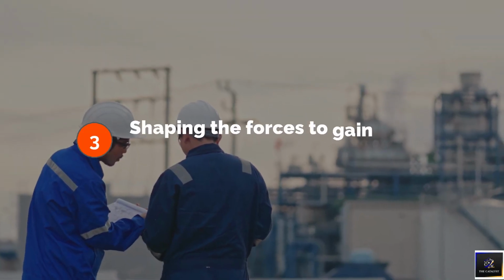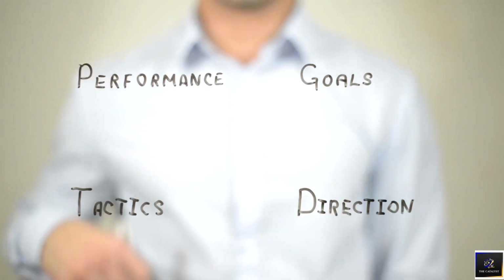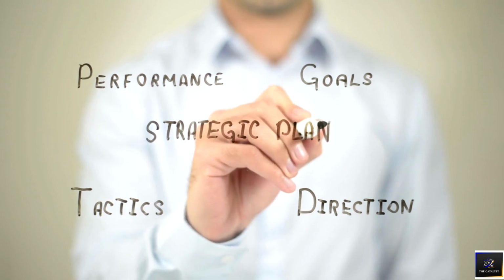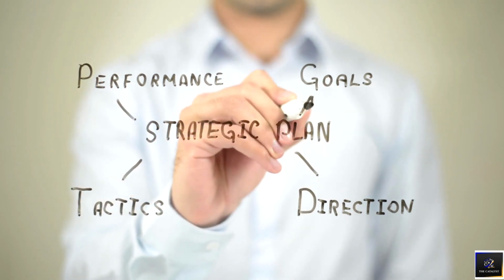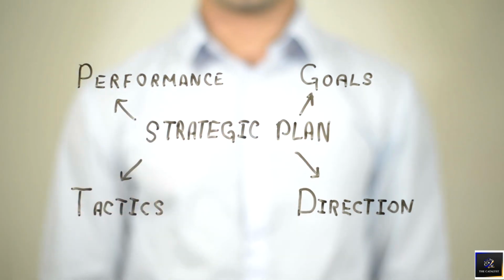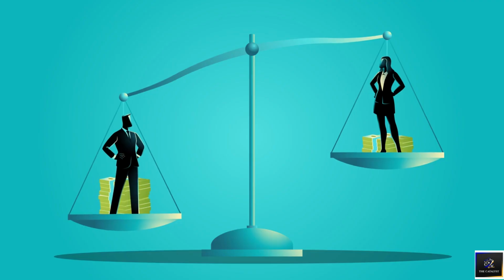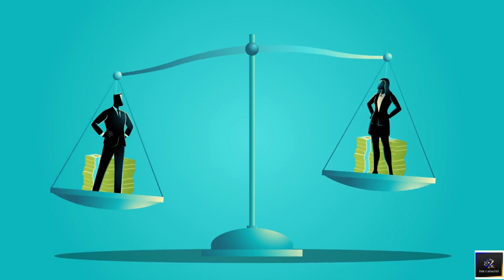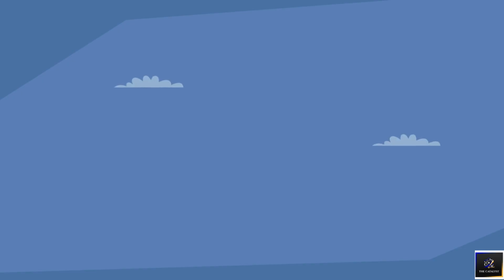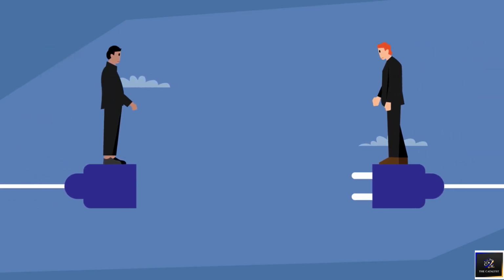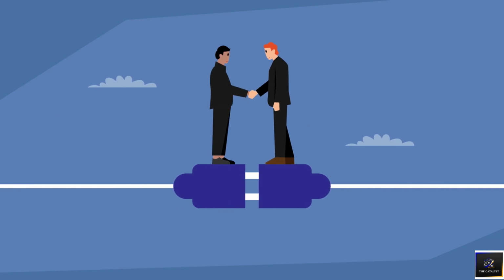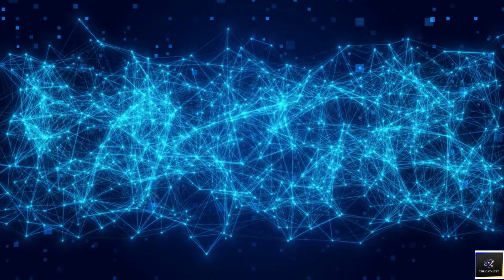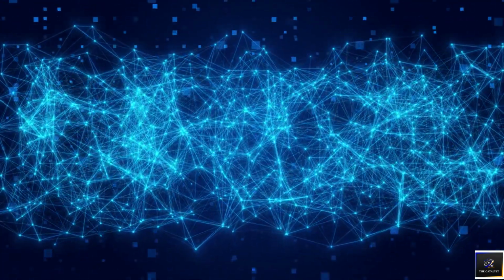The third is shaping the forces. Porter argued that the most sophisticated use of 5 Forces analysis is not to accept the forces as given, but to actively work to reshape them. A company that builds switching costs for its customers is working to reduce buyer power. A company that builds strong supplier relationships reduces supplier power. A company that builds a network effect creates a structural barrier that deters new entrants.